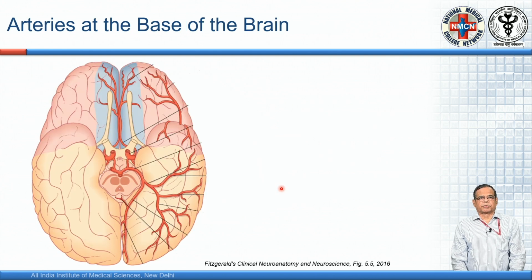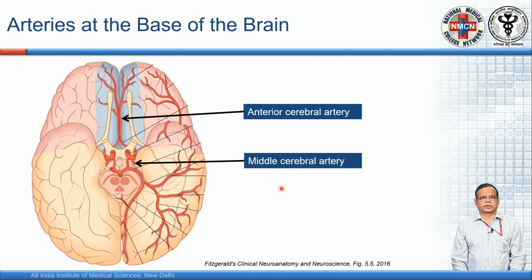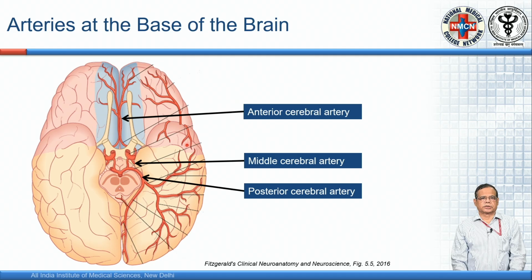Arterial supply of the base of the brain. In the medial part, the base of the brain is supplied by the anterior cerebral artery including the frontal pole. The middle cerebral artery supplies the temporal pole and part of the inferior surface of the temporal lobe. The posterior cerebral artery supplies the occipital pole and more or less half of the inferior surface of the brain.